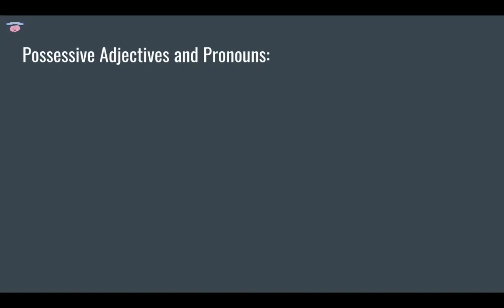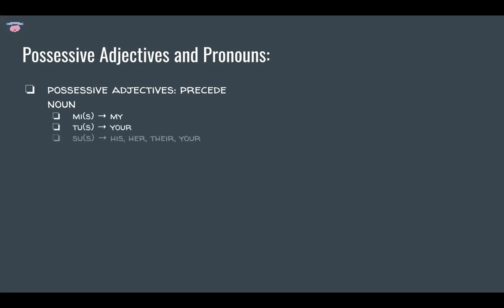Possessive adjectives and pronouns. Possessive adjectives precede the noun, and as the name says, they show possession. So you would say my, for example, my car. That would be mi carro, mis carros, my cars. The S stands for plural.